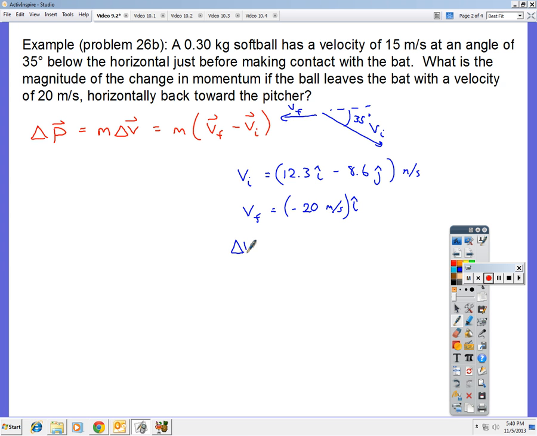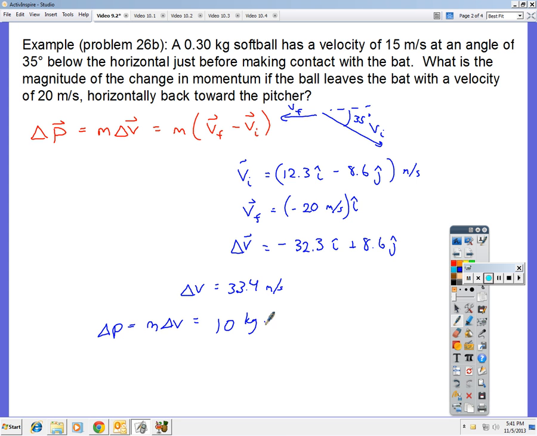And that means that delta v, vf minus vi, is equal to negative 32.3 i hat plus 8.6 j hat. If we find the magnitude of it, that's 33.4 meters per second using the Pythagorean theorem. And the magnitude of the change in momentum is m delta v, which is about 10 kilogram meters per second.